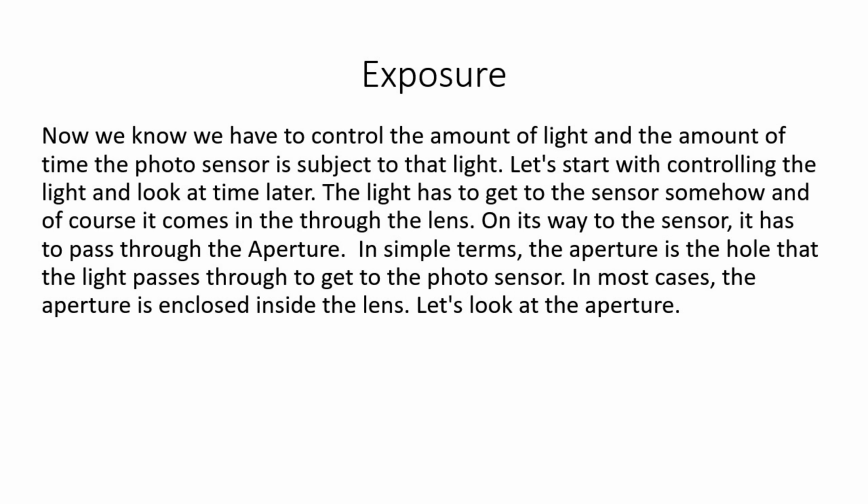The light has to get to the sensor somehow, and of course it comes in through the lens. On its way to the sensor, it has to pass through the aperture. In simple terms, the aperture is the hole that the light passes through to get to the photosensor. In most cases, the aperture is enclosed inside the lens. Let's look at the aperture.